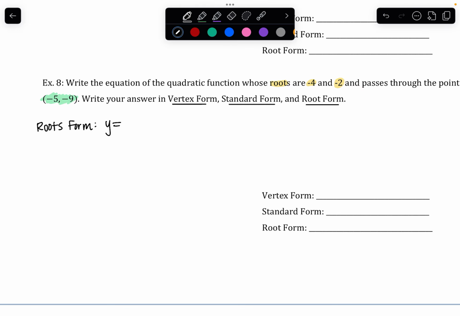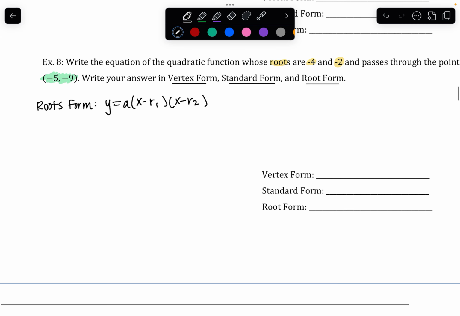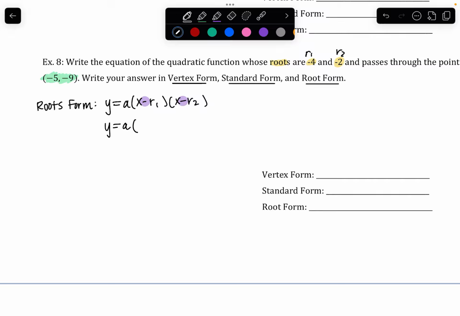Okay, and so it's going to be a times x minus the first root, x minus the second root. And it doesn't matter which order you go in. Here are my roots, R1, R2. And notice the minus signs in the formula. Whenever you see minus signs, it's going to be the opposite. In root form, I don't know a, but I know one of my roots is -4. So you're going to see an x plus 4, minus negative. And then same with the 2. You're going to see an x plus 2. It's going to be the opposite.